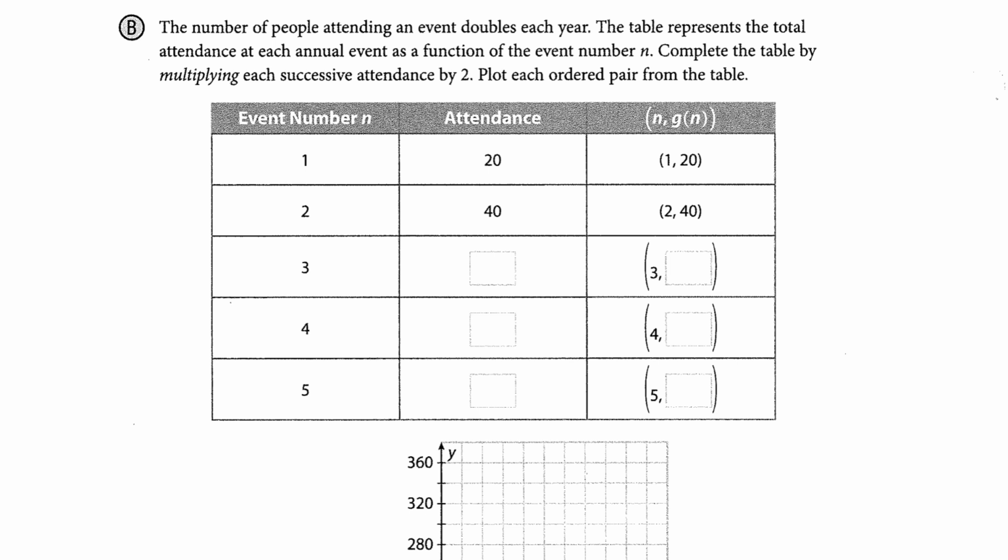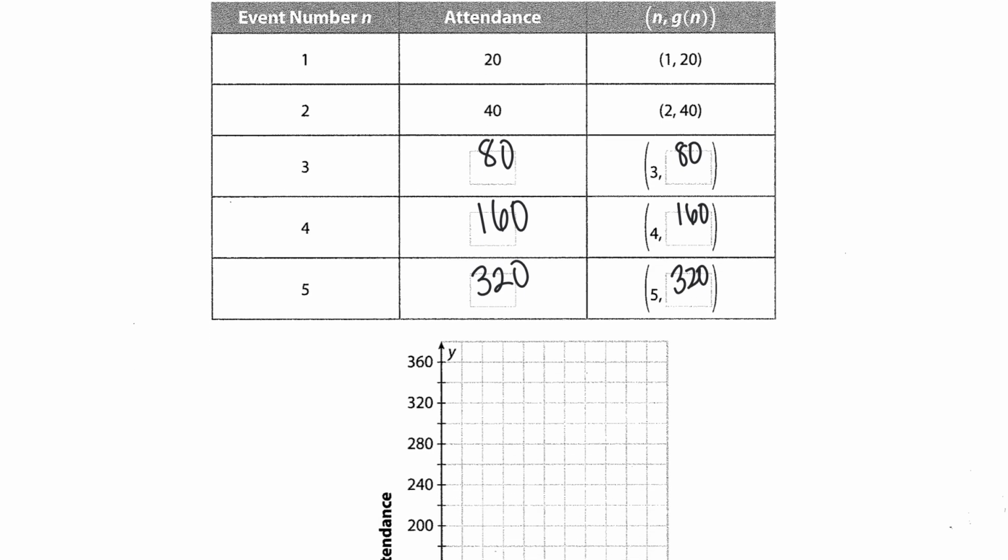So 20 times 2 is 40. 40 times 2 is 80. 80 times 2 is 160. 160 times 2 is 320. And then plot them.